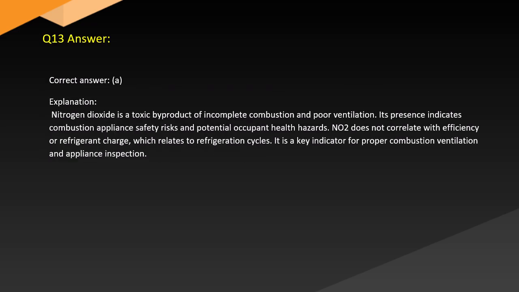Answer. Correct answer. A. Explanation. Nitrogen dioxide is a toxic byproduct of incomplete combustion and poor ventilation. Its presence indicates combustion appliance safety risks and potential occupant health hazards. NO2 does not correlate with efficiency or refrigerant charge, which relates to refrigeration cycles. It is a key indicator for proper combustion, ventilation, and appliance inspection.